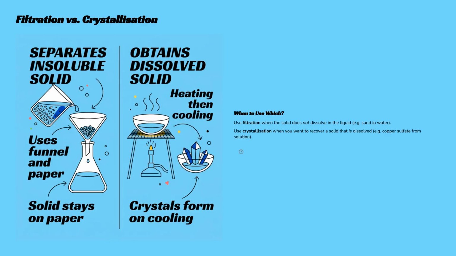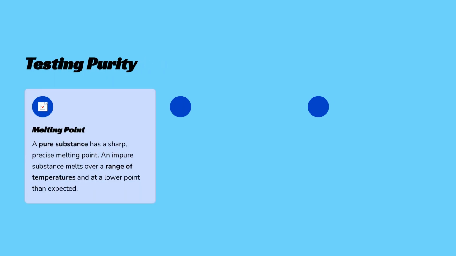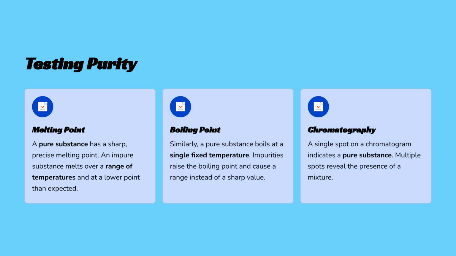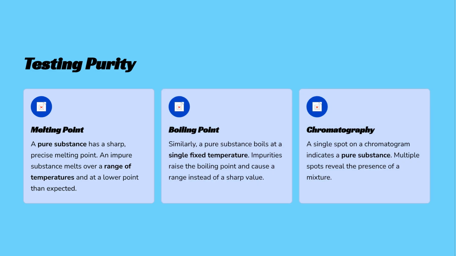Use crystallization to recover a dissolved solid, such as copper sulfate, from a solution. When asked for pure crystals, mention both evaporation and cooling in your answer. Purity can be tested by checking melting and boiling points. A pure substance has sharp, fixed melting and boiling points. Impurities cause the substance to melt or boil over a range of temperatures. Chromatography also indicates purity, with a single spot meaning pure.